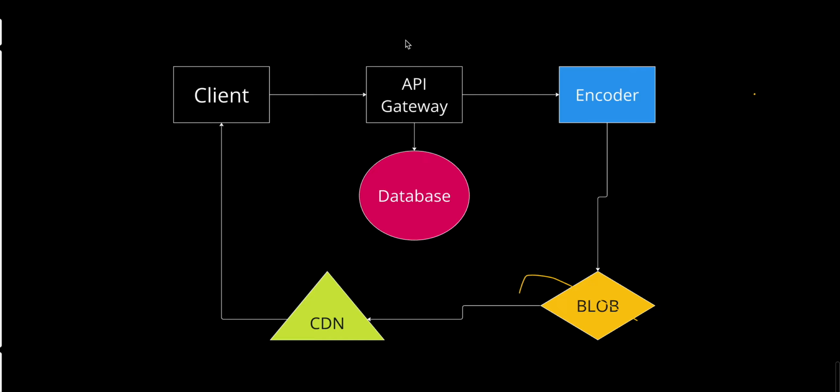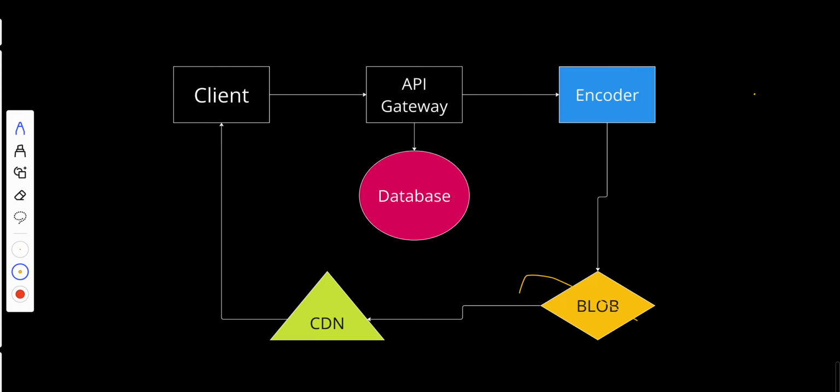But why do we have an API gateway between the client and the encoder? There are three main reasons. At first glance, the idea of uploading a video directly to the encoder seems quite logical. After all, fewer steps should mean faster processing, right? But in practice, this approach introduces significant challenges.